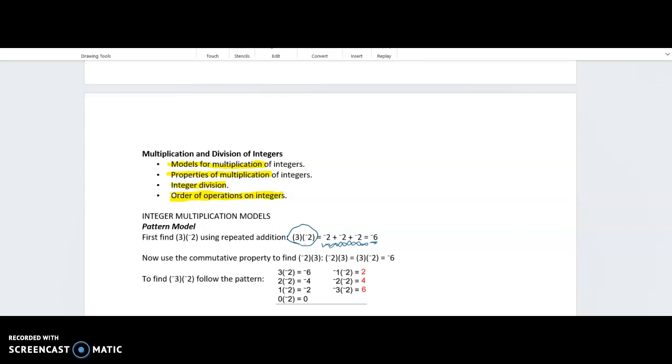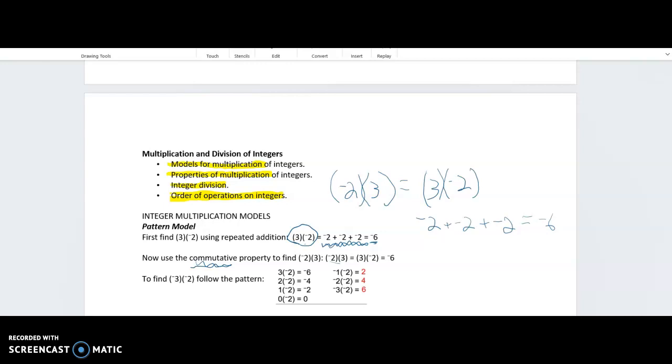So -3 times 2 is the same as -2 times 3. Because how would we represent -2 times 3 using repeated addition? That's kind of tricky, right? So if we have -2 times 3, we can say, hey, that's the same as 3 times -2, which means I'm going to say -2 plus -2 plus -2, 3 times, to get -6. So we can use our commutative property to help us.